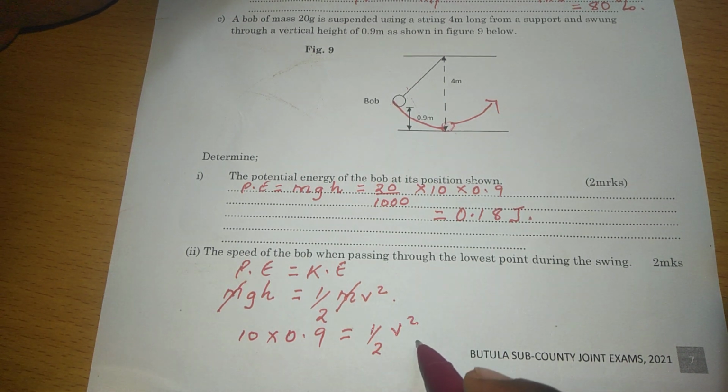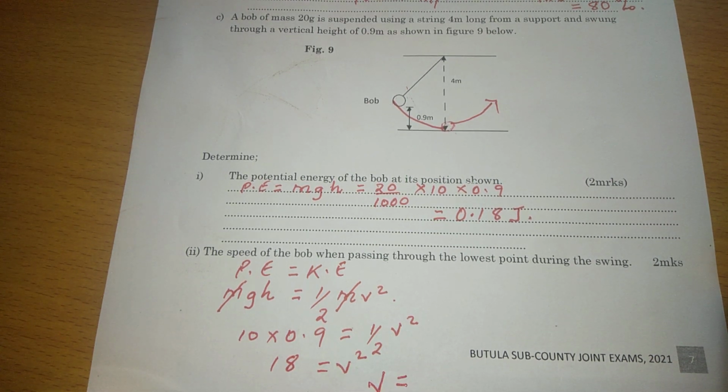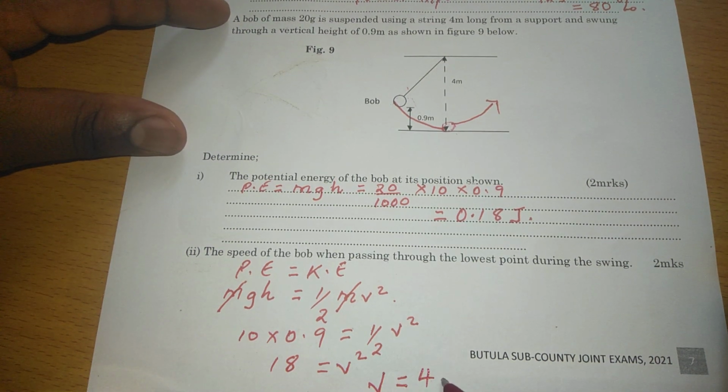To remain with V, we can multiply through by 2, such that 20 multiplied by 0.9 becomes 18. So 18 equals V squared. And to get V, which is our velocity, we ought to get the square root of 18, which is 4.243 meters per second, because this is velocity.